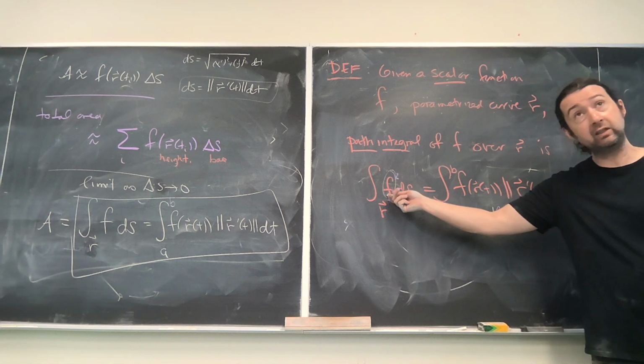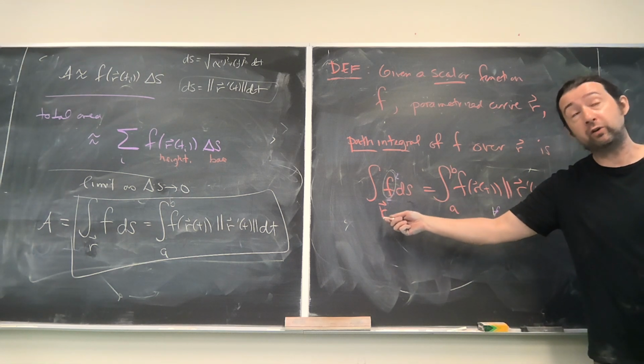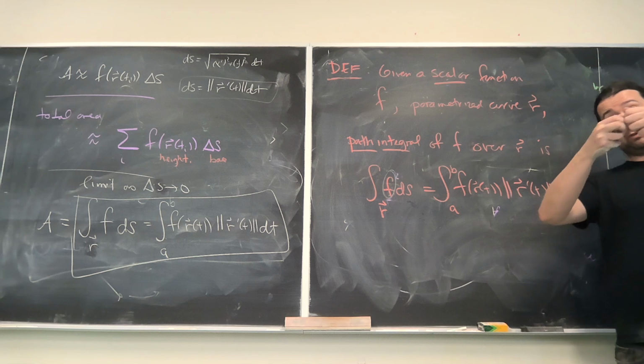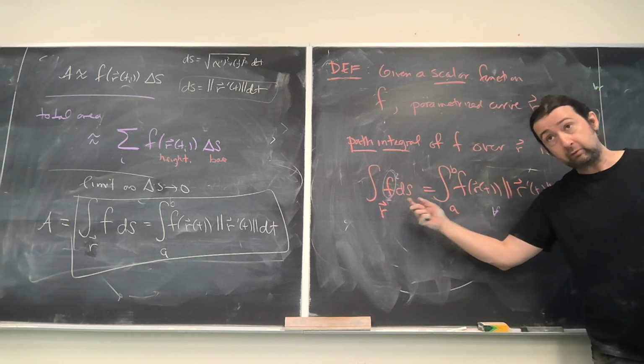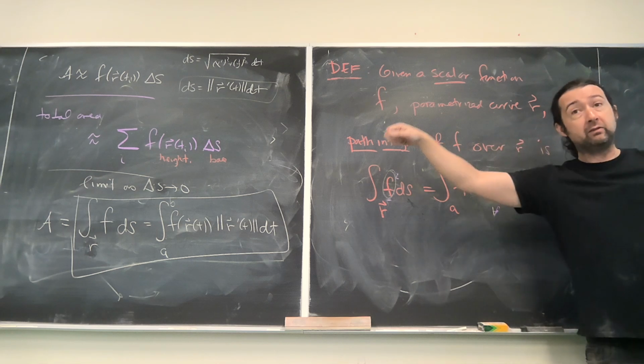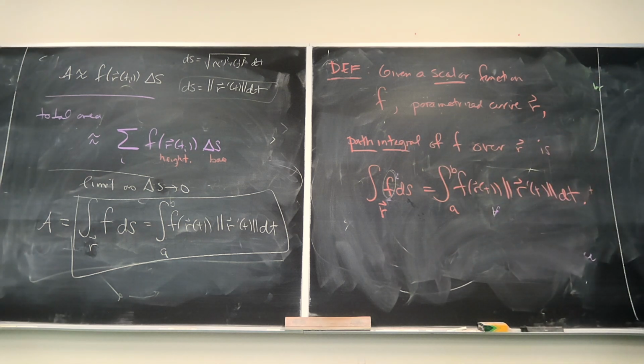If that was density and you were integrating density over a curve, that would be a linear density. Well, density times length is equal to mass, and so you would be calculating the mass of the curve.